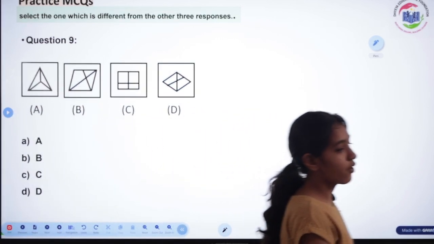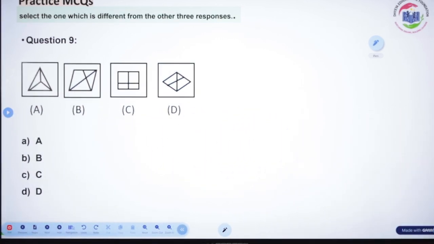Again, observe these four figures and tell me which one is the odd one out. Option A, B, C or D. Observe carefully each and every option. Which one is the odd one out from this?